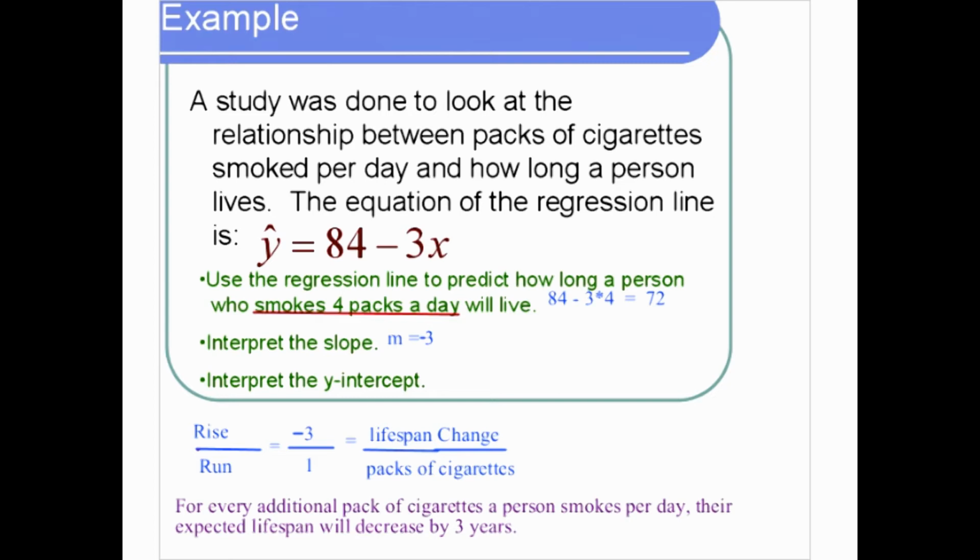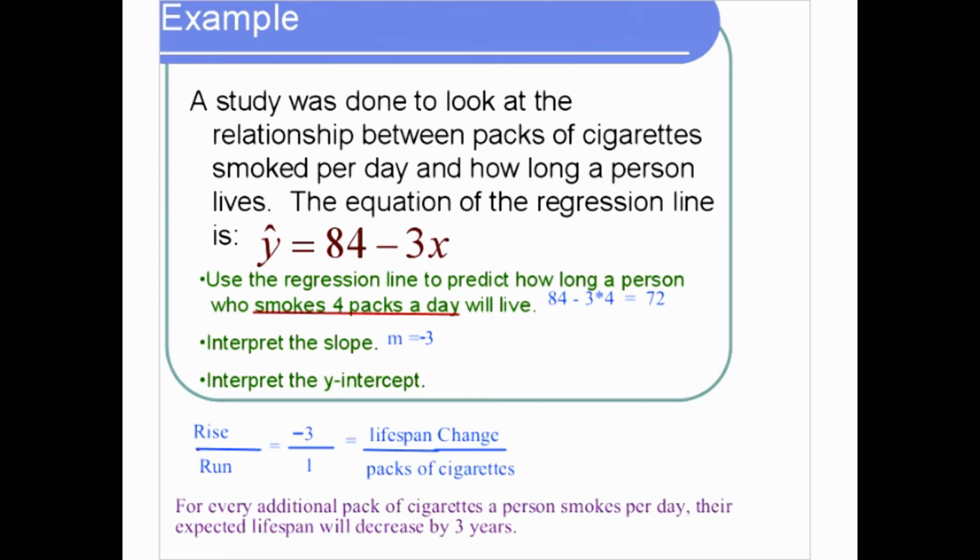Okay, so again, the change in cigarettes is 1, and the change in lifespan is -3. So 1 additional pack of cigarettes, you expect -3 lifespan, or a decrease of 3 years in living. Any questions on that?